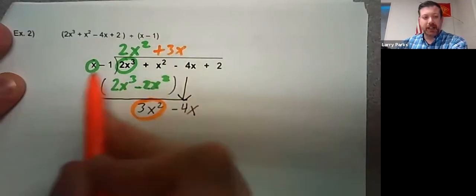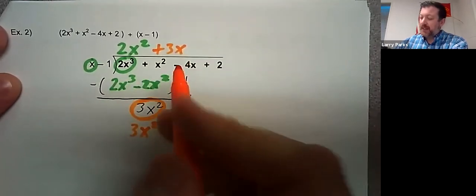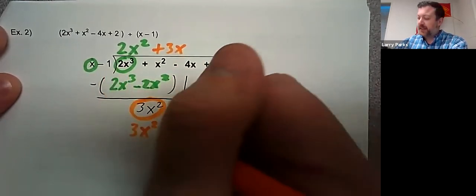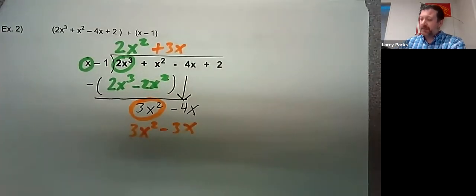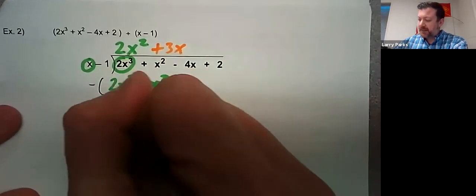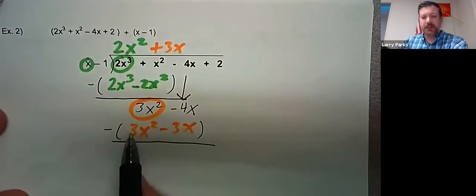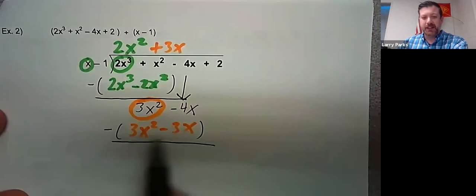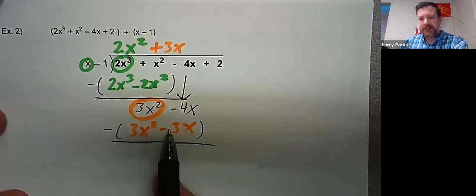I then take 3x times x. 3x squared should be the same. It is. I take 3x times -1. That's -3x. I take both those away. Notice it's the same pattern every time. Take it away. 3 minus 3 is 0. That's good. That's gone. Here we get -4 minus -3.